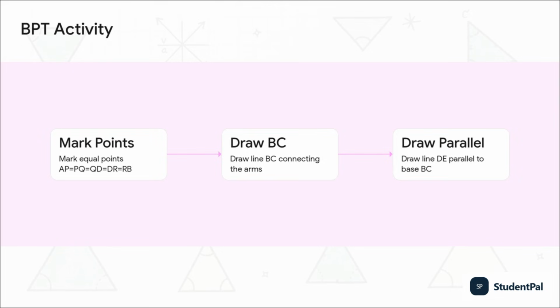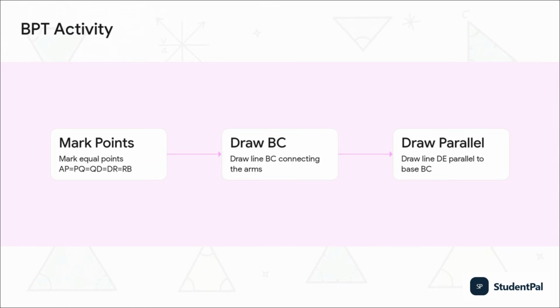Follow along with me here. Step 1. On the lower arm of our angle, let's mark 5 points that are perfectly equally spaced out. We'll name them P, Q, D, R, and B. So that little segment AP equals PQ, which equals QD, and so on.